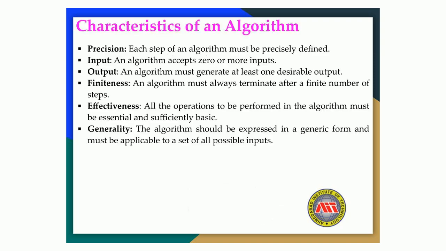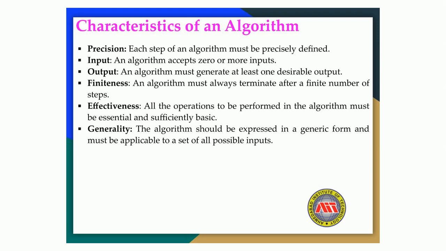Now, what are the characteristics of an algorithm? So first is precision. Each step of an algorithm must be precisely defined. That means what? Non-ambiguity. Each step in an algorithm should be non-ambiguous. That means each instruction should be clear and precise. The instruction in an algorithm should not denote any conflicting meaning. Whatever instruction you give for your given problem, it should be clear for all. Fine. So this property also indicates the effectiveness of the algorithm.